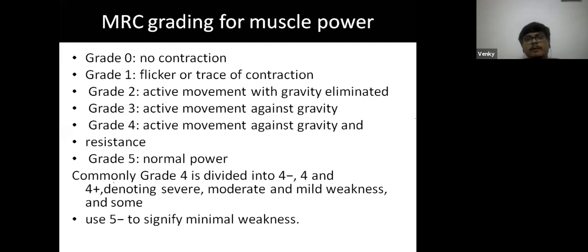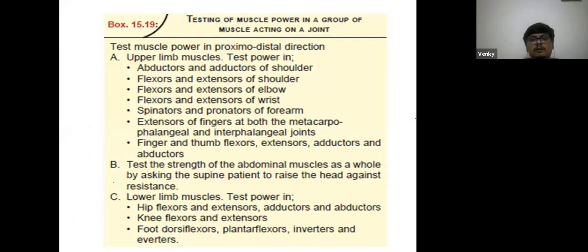So I will discuss this grading of muscle power in the next session. Okay. Either you can test the muscle individually, for example in case of an anterior horn lesion or in a myopathic lesion. And in radicular, root, and plexus lesions also, you have to differentiate which root is involved. Means you have to test the muscle individually.